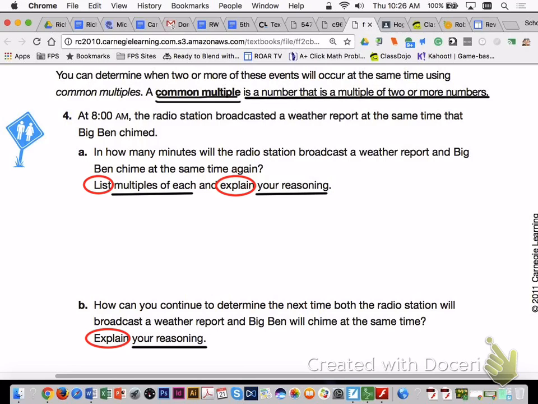You can determine when two or more of these events will occur at the same time using common multiples. A common multiple is a number that is a multiple of two or more numbers. Please answer number 4, letter A and B with your group.